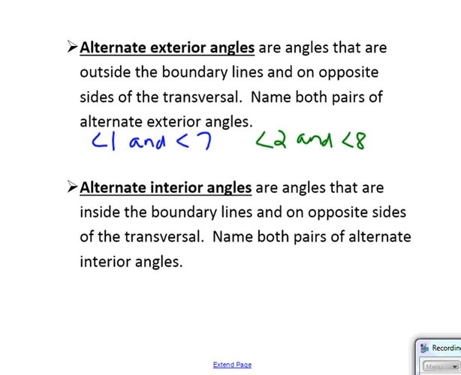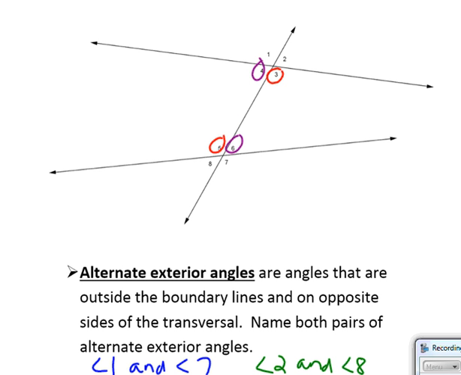Alternate interior angles are similar because they have to cross the transversal, but this time they have to be interior angles. See if you can use what you understood about alternate exterior angles to name the two pairs of alternate interior angles. Stop the video and restart it when you've named these angles. You should have angles 4 and 6, as well as angles 3 and 5. So far, so good.